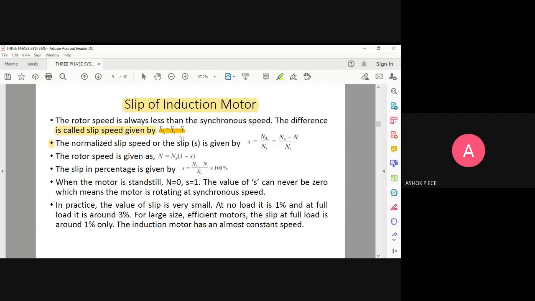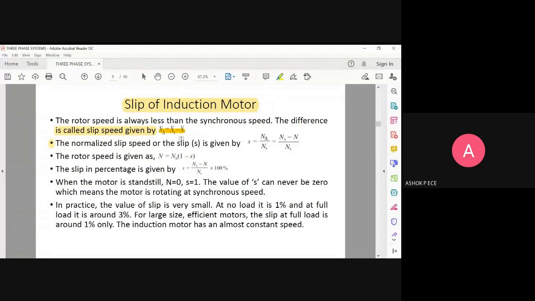So definitely this difference will always be there in an induction motor because it's an asynchronous motor. This N delta is called the slip speed. So slip speed is given by N delta equal to Ns minus N. And the normalized slip speed is denoted by the small s. So small s will be equal to N delta by Ns.